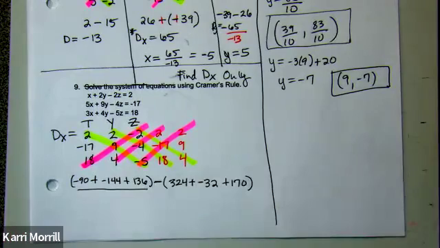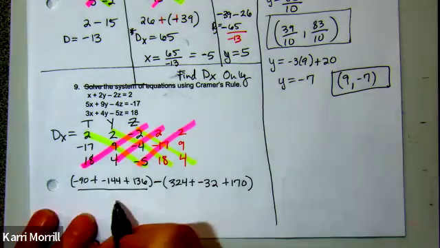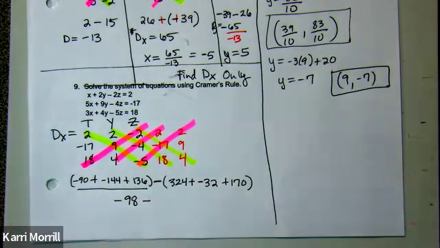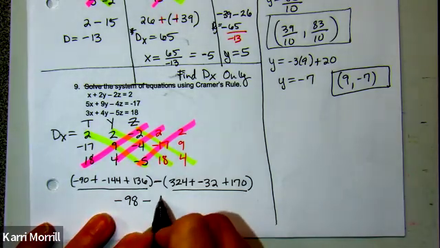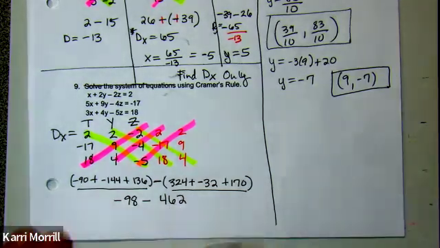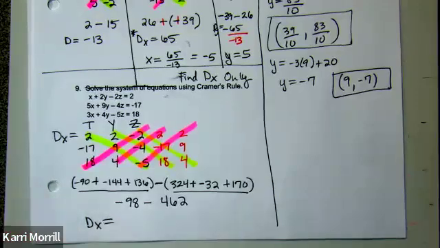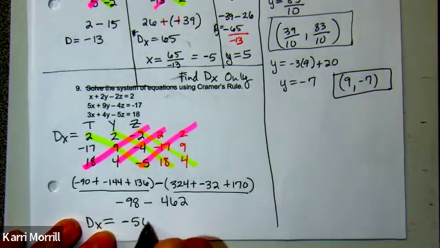I'm just going to type in my calculator, -90 plus a -144 plus 136 is a -98. Minus, I'm going to type this into my calculator, 324 plus a -32 plus 170 is 462. So these are both negative. So my Dx value would be just adding them together. 98 and 462 would be a -560.